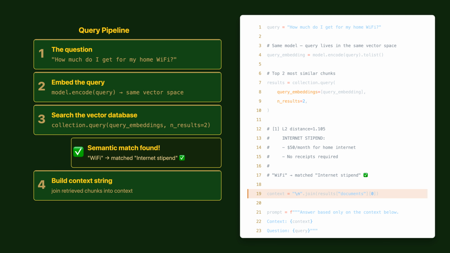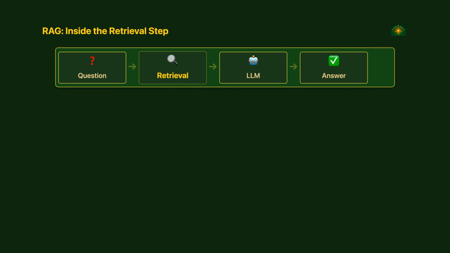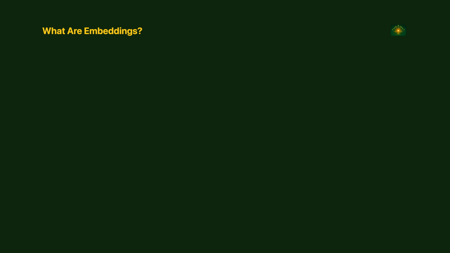We join the results into a context string, drop it into a prompt, and hand it to any LLM. The retrieval logic doesn't care which one. So how did it find that? RAG takes a question, retrieves relevant chunks, and sends them to the LLM. Inside that retrieval step are two components doing the real work: an embedding model that converts text into numbers, and a vector database that stores and searches those numbers. Let me explain both. Starting with embeddings.